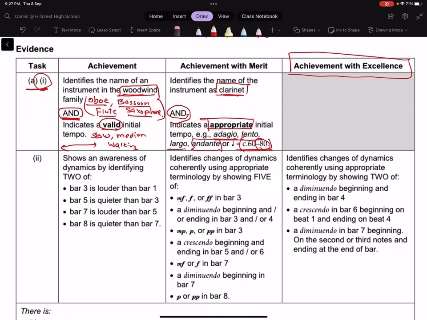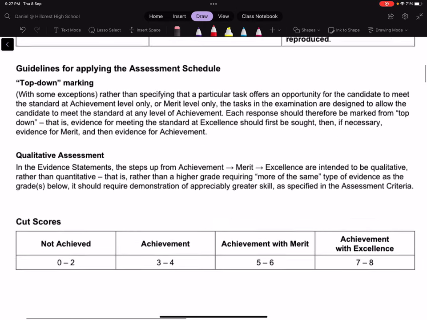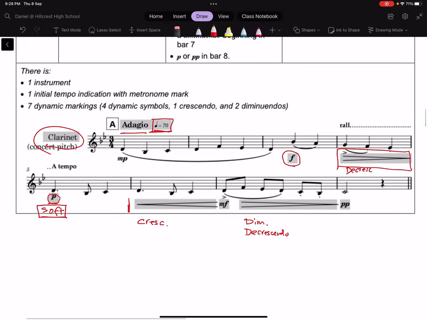Okay. Now, question two was the excellence. So if you got two of the diminuendo beginning in bar four, a crescendo starting in bar six, and beginning on the first beat, ending on beat four. So that crescendo is this one. So there's your bar four, a decrescendo, and bar six.